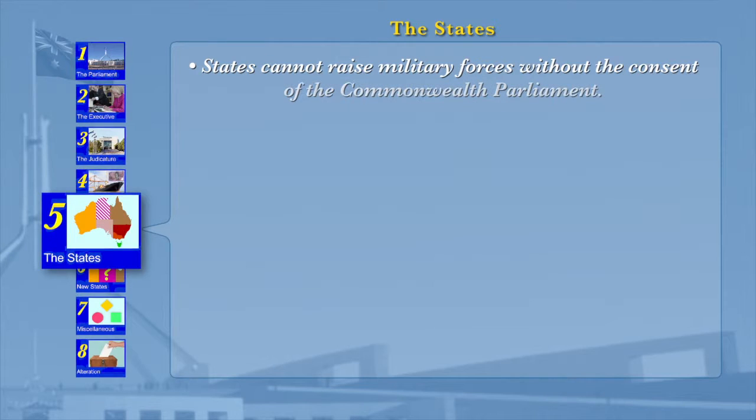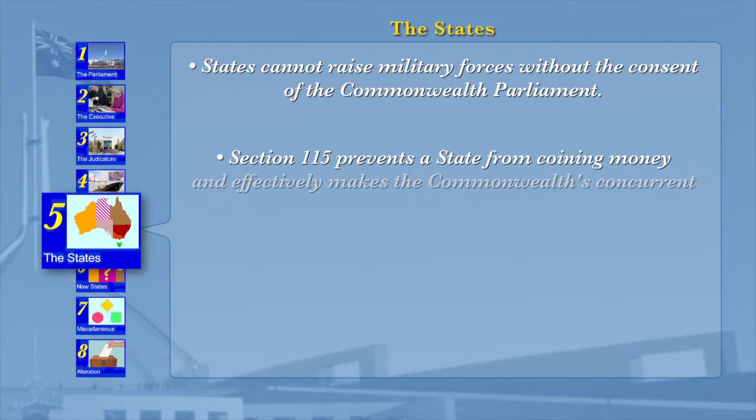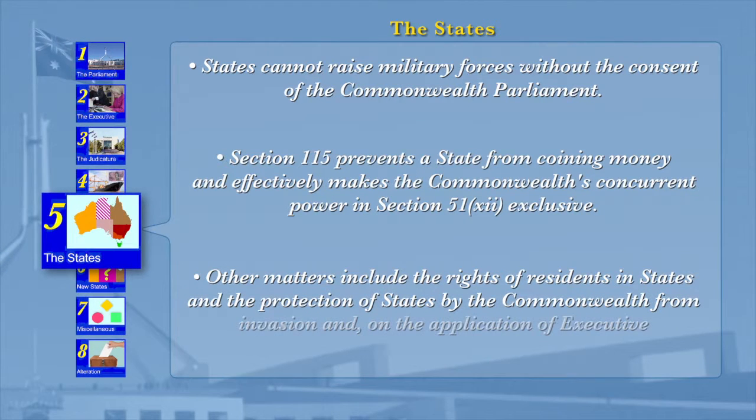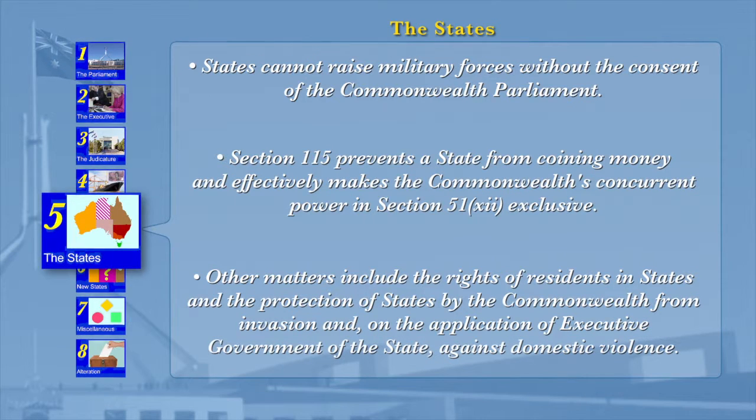States cannot raise military forces without the consent of the Commonwealth Parliament. Section 115 prevents a state from coining money and effectively makes the Commonwealth's concurrent power in Section 51(12) exclusive. Other matters include the rights of residents in states and the protection of states by the Commonwealth from invasion, and, on the application of the executive government of the state, against domestic violence.